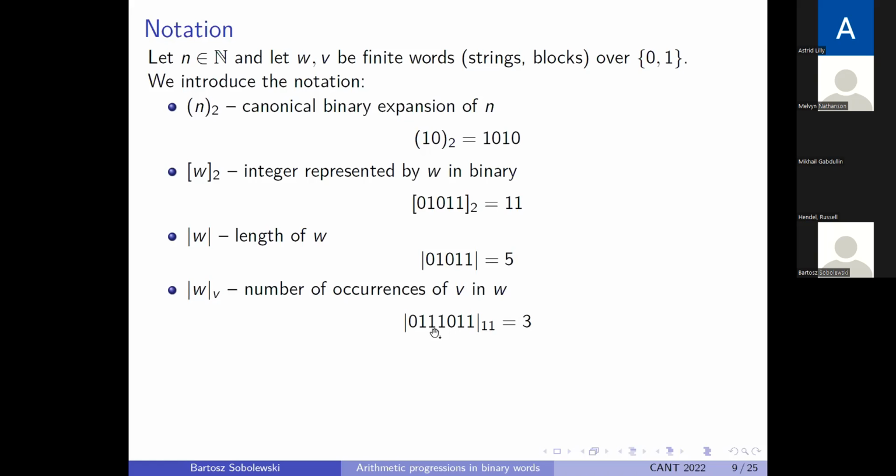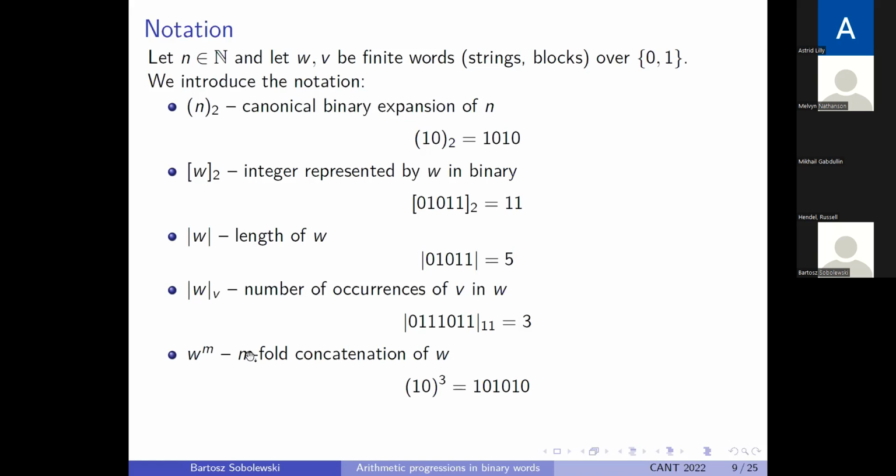So if you take a look at the block 1, 1, 1, then we have 2 occurrences of the pattern 1, 1, and they overlap on this middle one. So this is important.